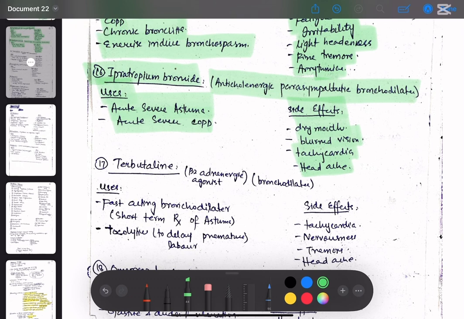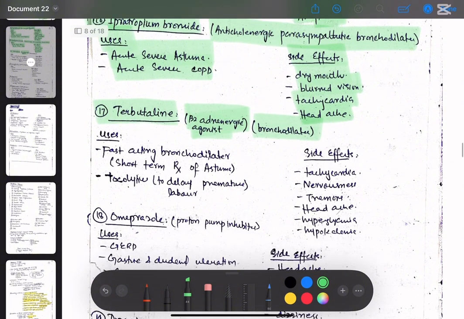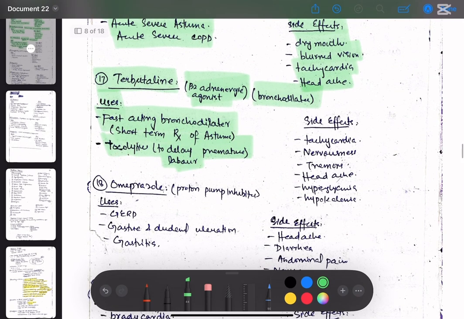Then terbutaline, which is a beta-2 adrenergic agonist, and it is a bronchodilator. What is terbutaline? It is a beta-2 adrenergic agonist and a bronchodilator. These are the uses: fast-acting bronchodilator, short-term treatment of asthma, and tocolytic to delay premature labor. The side effects are tachycardia, nervousness, tremors, headache, hyperglycemia, and hypokalemia.